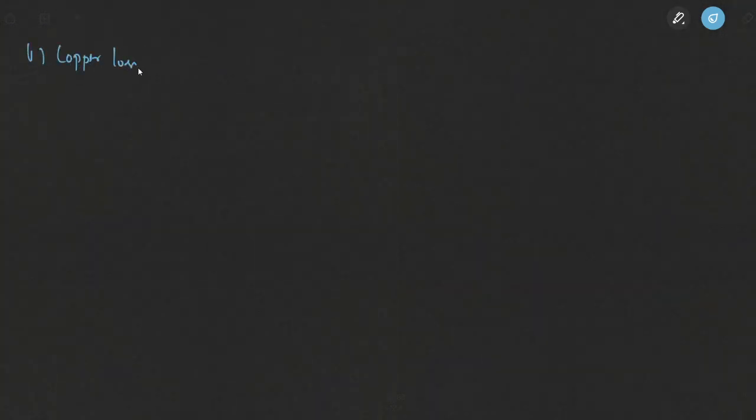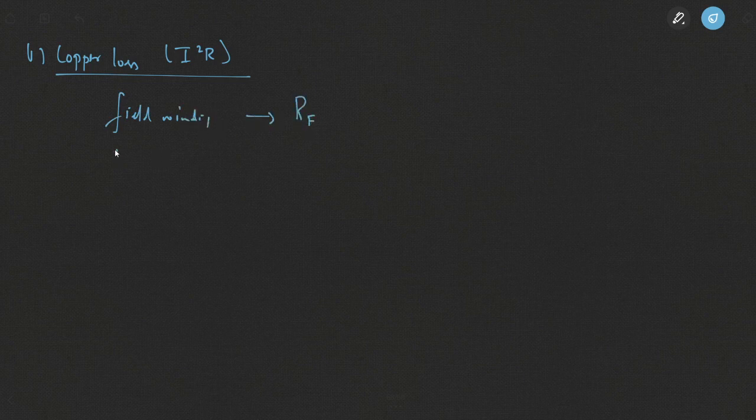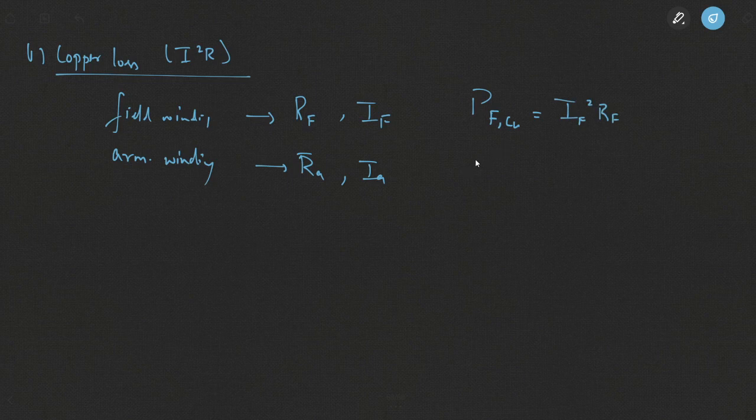First, copper loss, as I have already discussed previously, these are simply the I square R losses in the machine. You have the field winding as well as the armature winding. The field winding will have its own resistance RF, the armature winding will have its own resistance RA. So current is flowing through both these paths. If IF is the current flowing through the field and IA is the current flowing through the armature, therefore the field winding copper loss will be equal to IF square into RF. These are simply the losses that are dissipated in the form of heat through these windings. And similarly, in the armature, the copper loss will be equal to IA square RA.